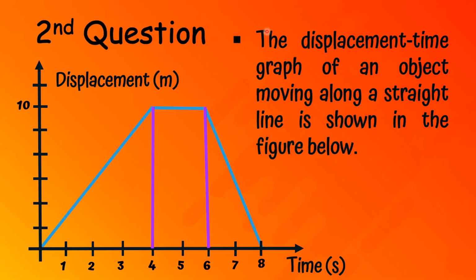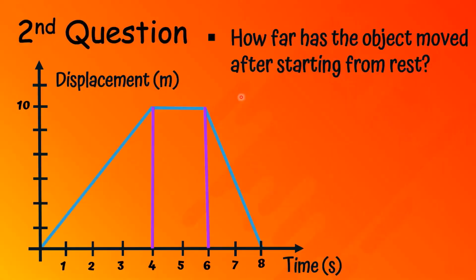Second question, Roman number 3. The displacement-time graph of an object moving along a straight line is shown in the figure below. So there are some questions related to Roman number 3. So let's see. The first question of Roman number 3.